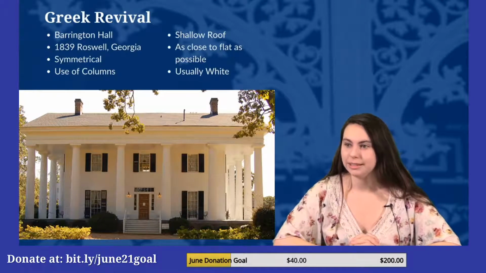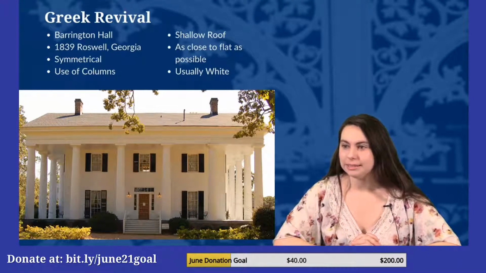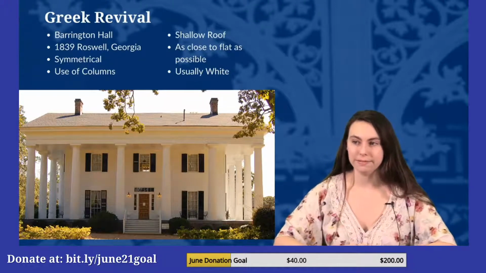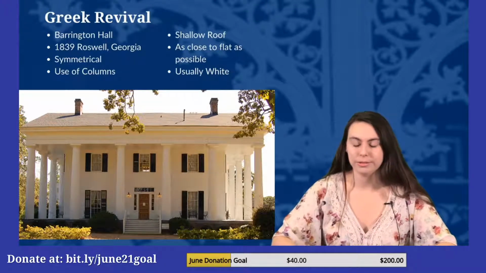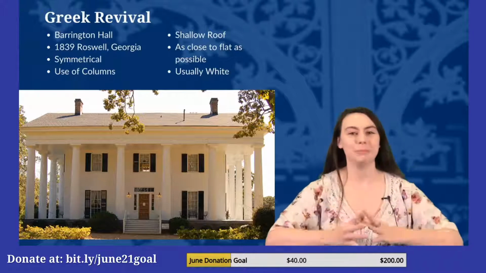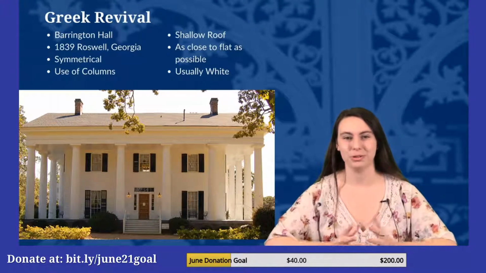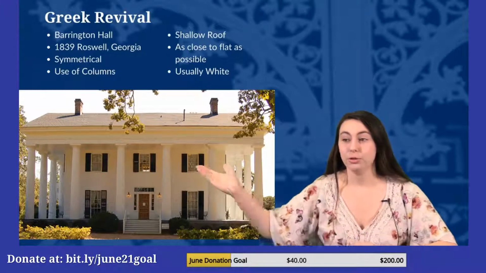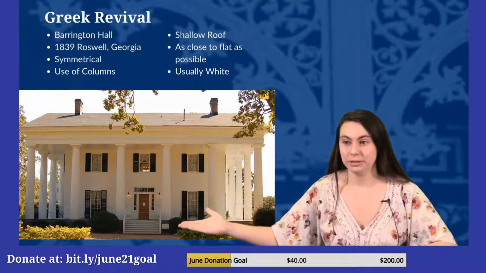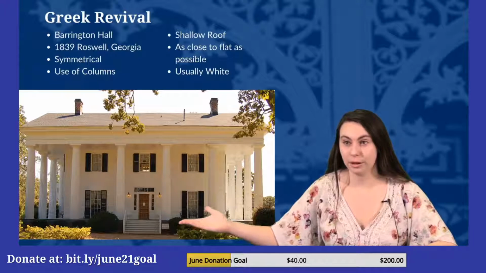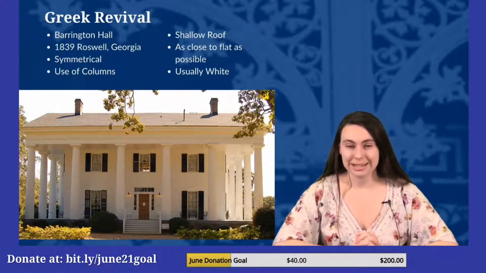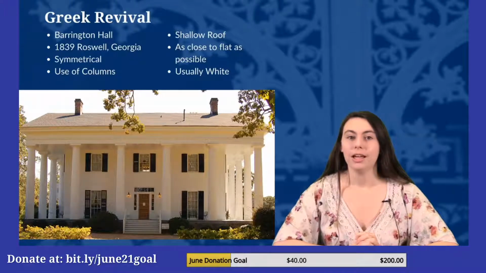No arches. And all these columns go almost all the way around the house. They are not on the back of the house, because no one pulls up in their carriage to the back of your house, so you're not going to waste money putting columns on that side. But you're presenting what looks like a Greek temple. This is Barrington Hall, which was built in 1839 in Roswell, Georgia.